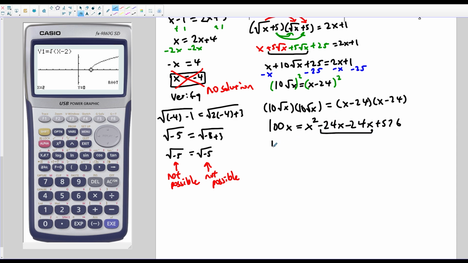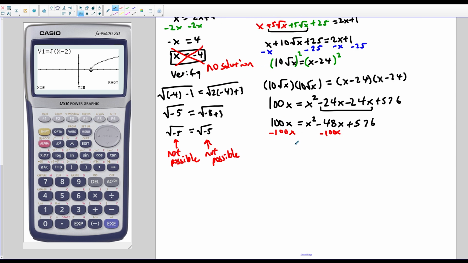So let's clean up the right-hand side a little bit. We can combine those like terms. That gives me minus 48x plus 576. And then we can subtract 100x from both sides. And now on the left-hand side, we have 0 is equal to x squared minus 148x plus 576.